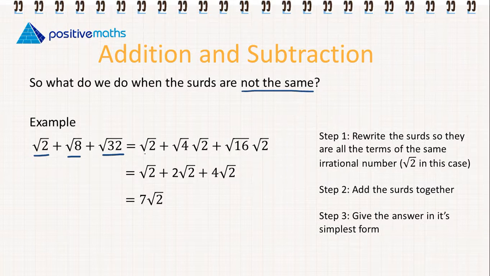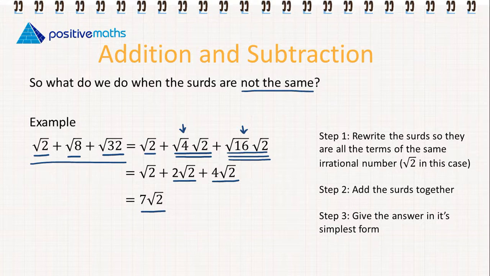So the square root of 2 will stay the same. The square root of 8 is going to change to the square root of 4 by the square root of 2. And the square root of 32 will simplify to be the square root of 16 by the square root of 2. We can see in the next line that we have found the square root of our perfect squares. So we have the square root of 2 plus twice the square root of 2 plus 4 times the square root of 2. Now we can add the terms because the irrational part is the same. So this will simplify to be 7 times the square root of 2.